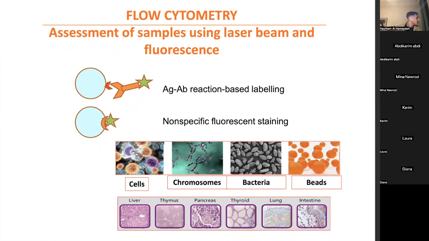We just add color. Instead, basically, you see this part? In the previous one, it was a magnet. Now it's a fluorescent molecule. Which binds to the cell. Which binds to the antibody that binds to the specific antigen on the cell. Okay?